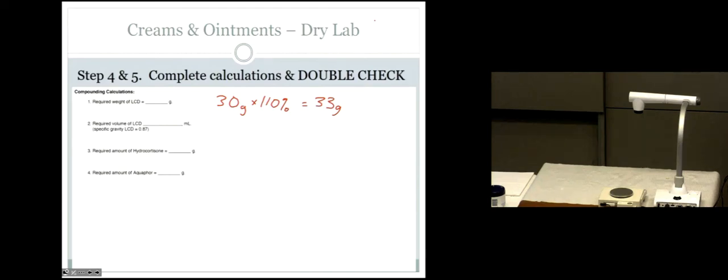So let's start with the LCD. It's not hard, but it's got kind of a two-step process. Because really, what did the prescription say? It said to make our 30 grams have what percent LCD? 5% weight per weight. So if we're going to start with 33 grams, let's multiply that by 5 grams of LCD over 100 grams of ointment. That's basically 5% weight per weight. What does that equal?